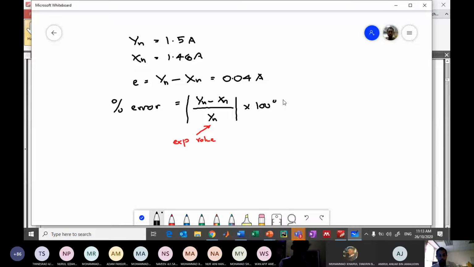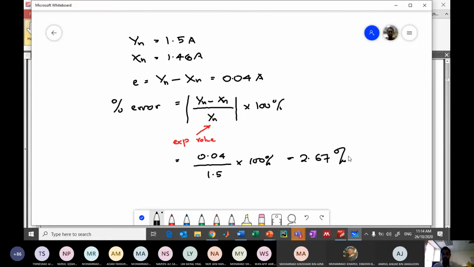So you get magnitude of 0.04 divided by 1.5 times 100%. Now, if you do the subtraction on top, Yn minus Xn, and you get a negative value, then you need to convert it into a positive value. Because we want to know what is the percent difference, we are not concerned with the sign, whether positive or negative. But for absolute value, you need to consider whether it's positive or negative. So if you put this value in your calculator, the answer is going to be 2.66666. So we take it as 2.67%. It is sufficient.